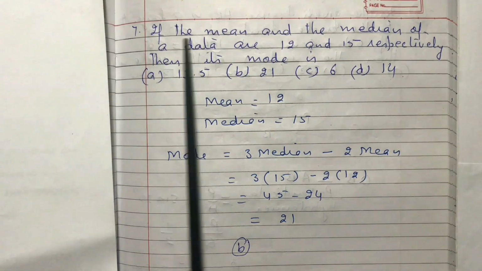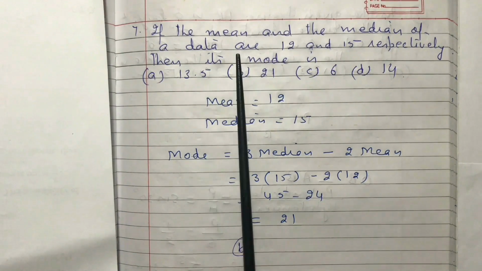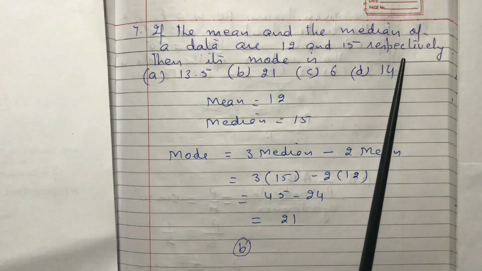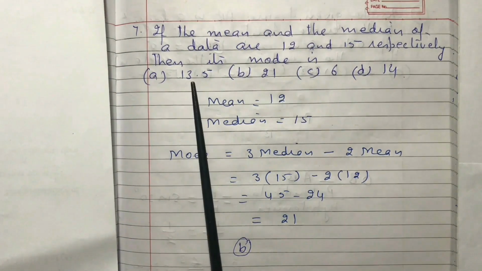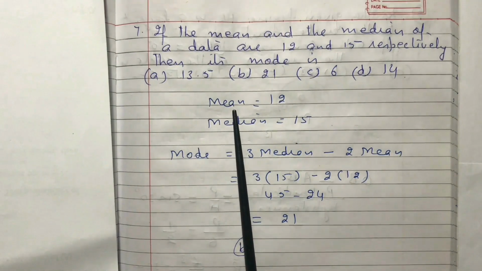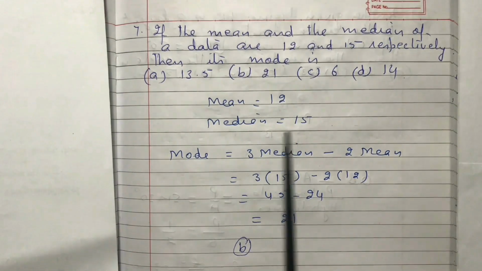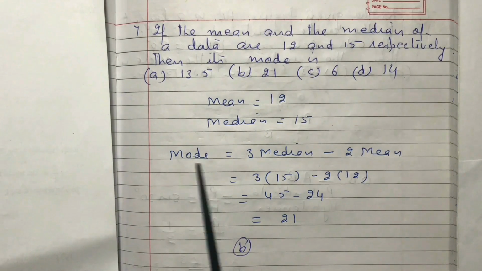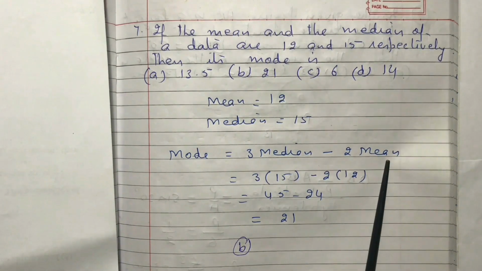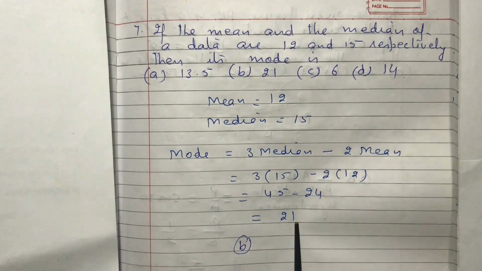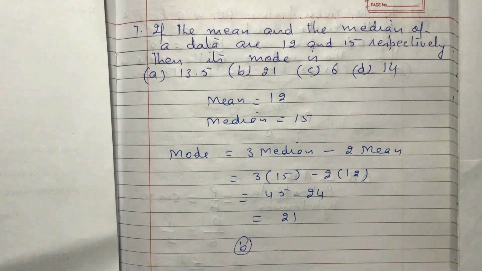Now 7th question. If the mean and the median of a data are 12 and 15 respectively, then the mode is, again there are 4 options. You have mean, which is 12, you have median, which is 15. Write the formula, mode is equal to 3 median minus 2 mean. Substitute the values, you will get 21. So B is the answer.